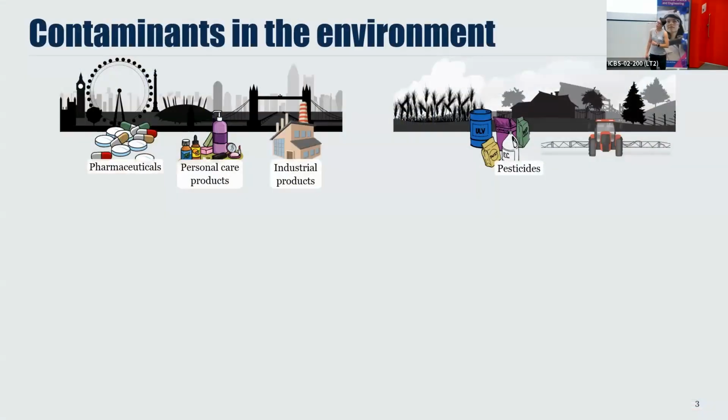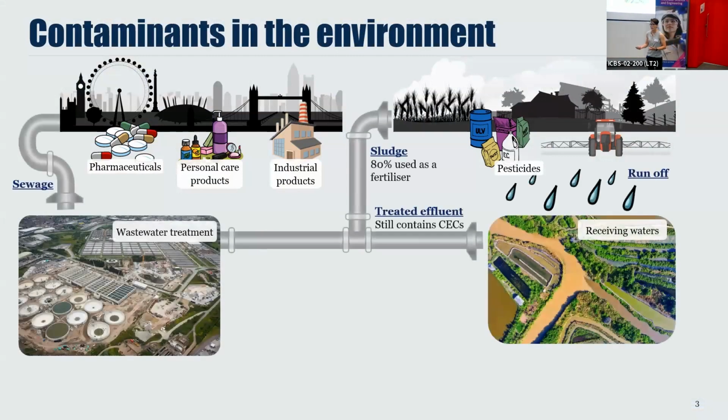So contaminants in the environment can come from a variety of sources, mainly from humans. So wastewater, for example: pharmaceuticals, personal care products, industrial products from the cities and towns we live in, or pesticides from the environment. I just want to make a point here that when I say contaminants, I mean chemical contaminants. Not all chemicals are bad in the environment. It's just that we don't know which ones are actually going to be causing damage or not. So that's part of our work as well.